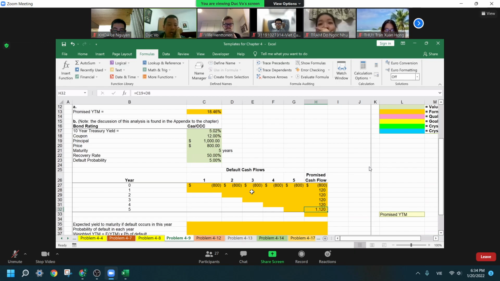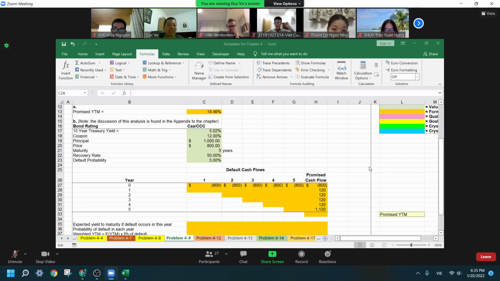Now we will try to understand how to fill in the default cash flow, and let me explain to you. When I put number 1 here, it simply means, and again, you can refer to the appendix for more information, that the bond defaults after 1 year. The bond defaults after 2 years, after 3 years, after 4 years, and it will never default, something like that. Okay, so now what happens if the bond defaults in year 1?